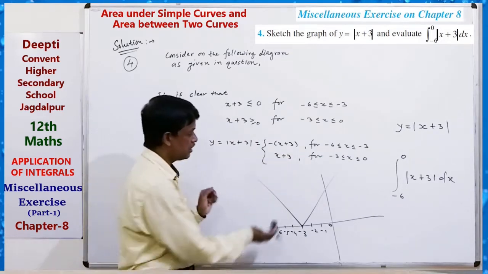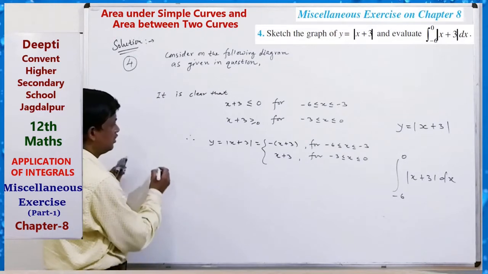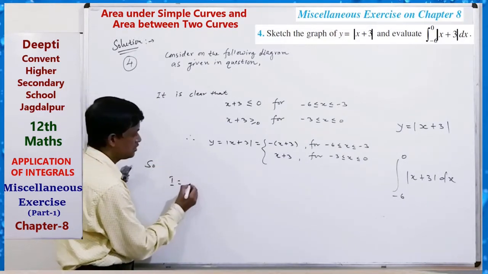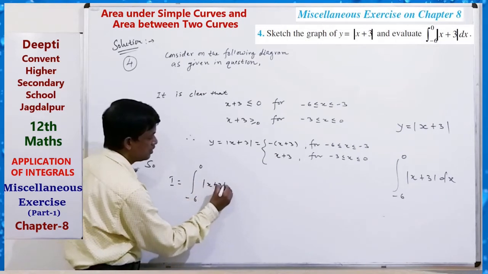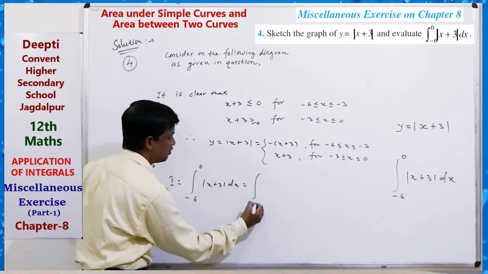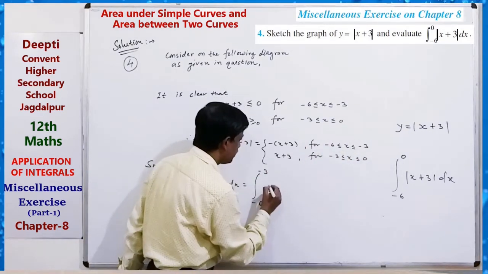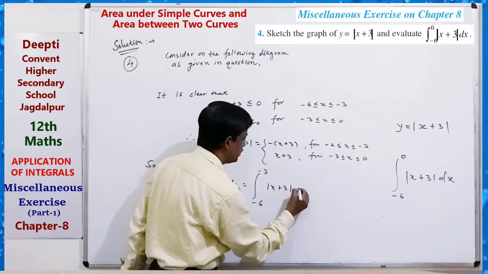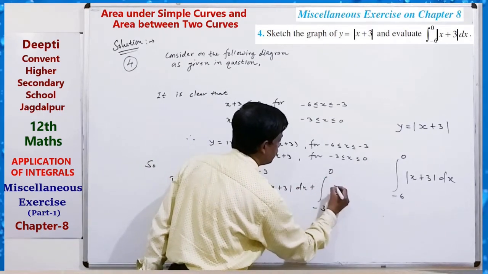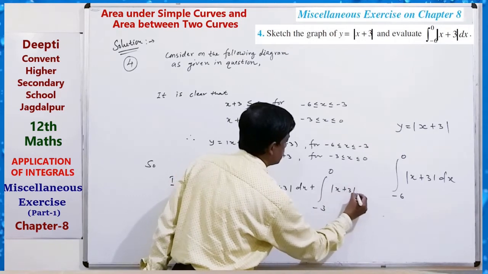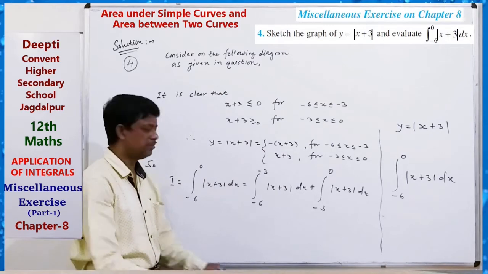So this integral can be solved by using, so the integral is equal to the integral from -6 to 0 of mod x plus 3. It can be broken in two parts: -6 to -3, mod x plus 3 dx, plus -3 to 0, mod x plus 3 dx. Clear? Now we can solve it very simply.